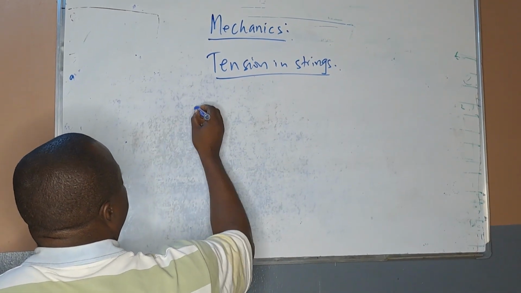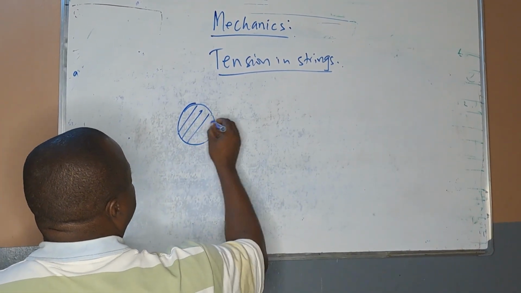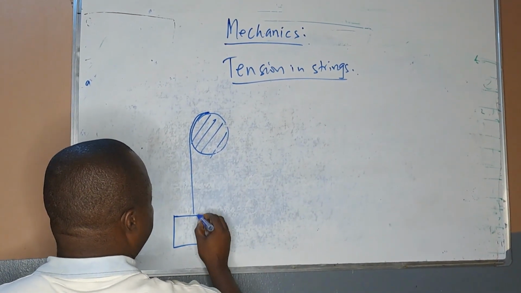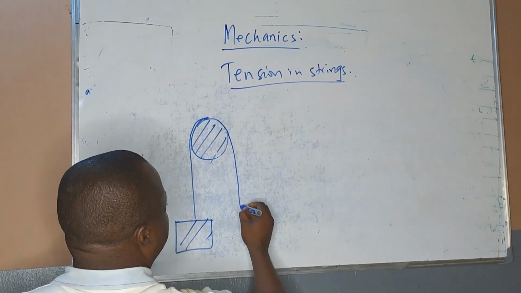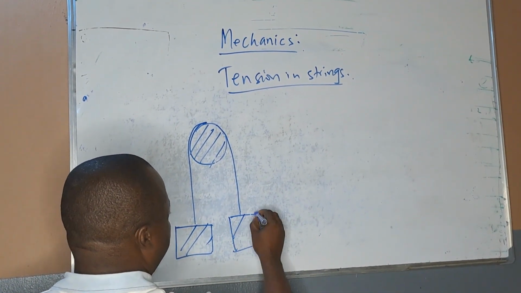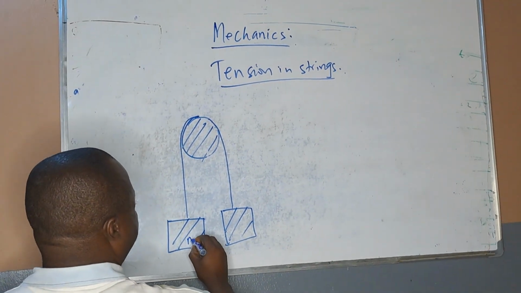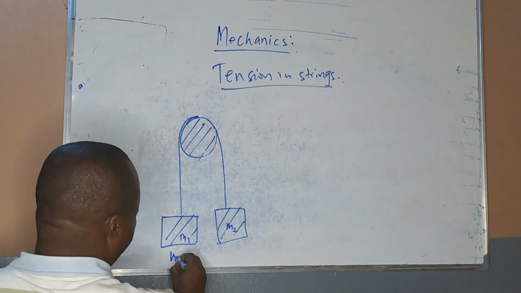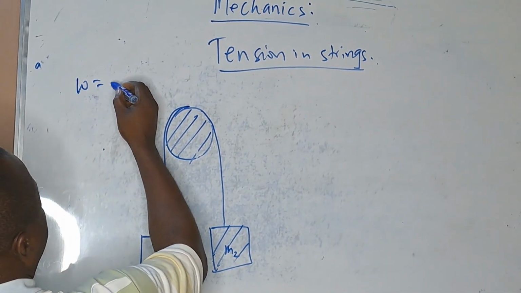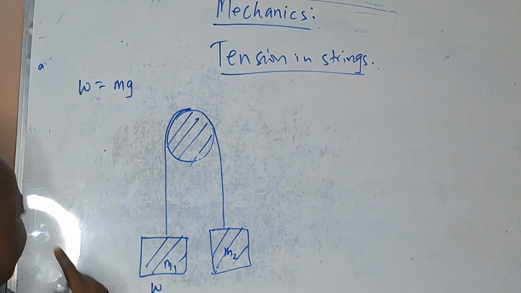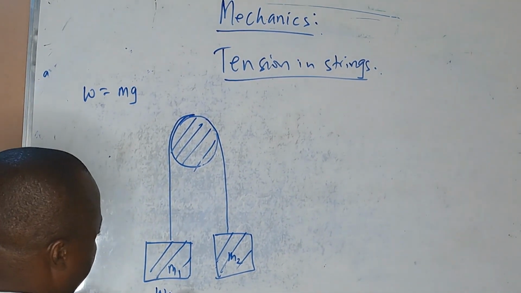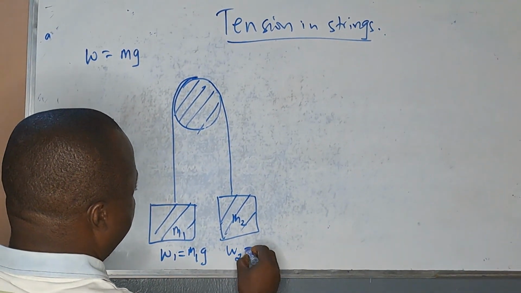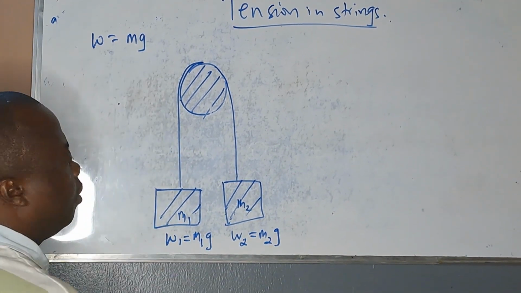We have two rods suspended by means of a wire or a string. Their masses are M1 and M2. For their weight, we know that force is mass times acceleration due to gravity. So W1 will be M1G, while W2 will be M2G.